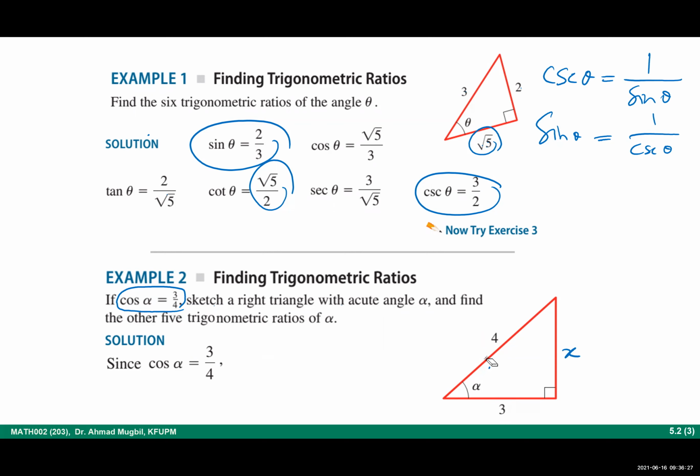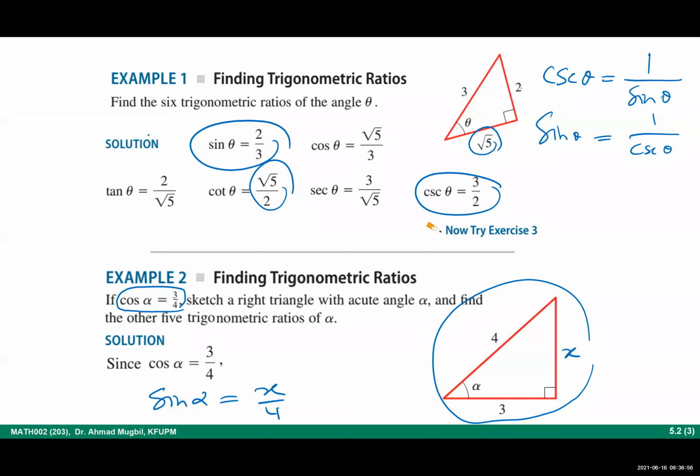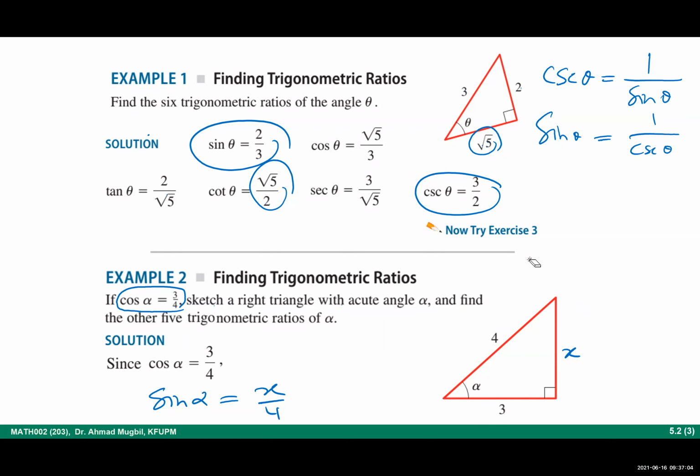We don't know what x is. How to find it, Shabab? Because if you want to find sine, what will sine alpha be? Sine alpha will be x over 4, the opposite over the hypotenuse. How to find x, ya Shabab, from this triangle? What should we use to find x? Cross multiply? No. The Pythagorean theorem. We should use the Pythagorean theorem, ya Shabab.